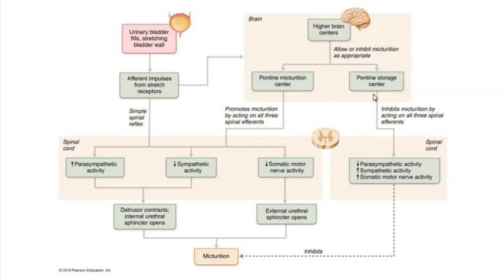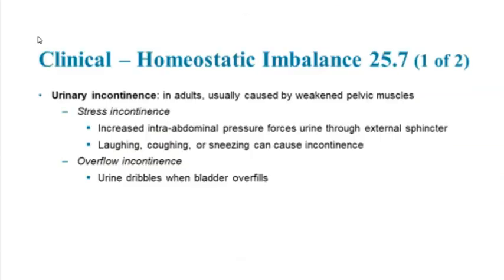On the other hand, the pontine storage center inhibits urination by decreasing parasympathetic activity, so that is going to delay the contraction of the detrusor muscle. That's going to cause the internal urethral sphincter to contract, so that it closes the urethral opening. It allows us greater control over sympathetic activity and greater control over somatic motor activity as well. So that's a little bit about how the spinal cord and higher brain centers control the act of voiding the urinary bladder. Now let's look at two homeostatic imbalances.